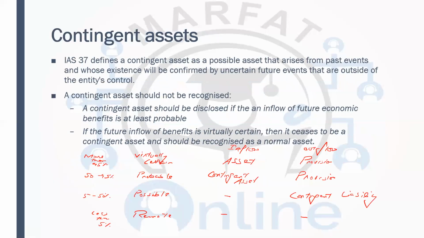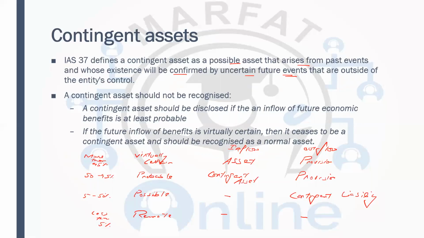Similarly, you have the contingent assets. That means a possible asset that arises from a past event whose existence will be confirmed by uncertain future events. For example, your inventory has been damaged and you have filed an insurance claim, but you are not certain whether you will be receiving those claims. But the inflow is probable, so you can disclose the contingent asset, but you cannot record the asset itself. So this was your IAS 37.